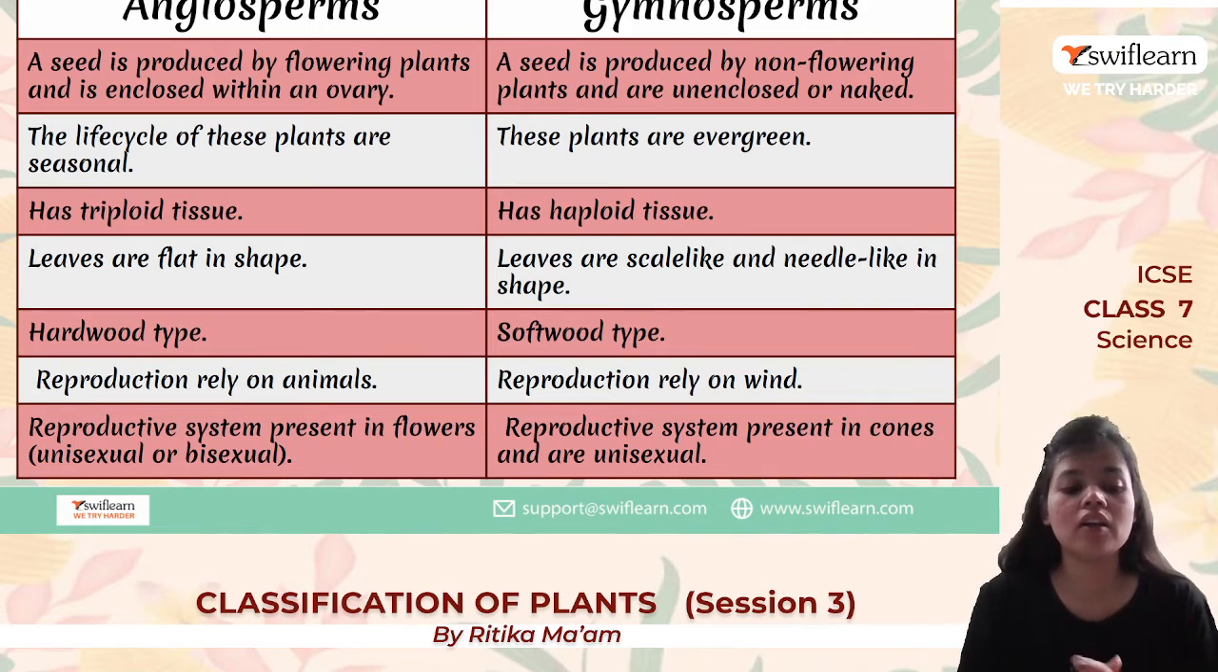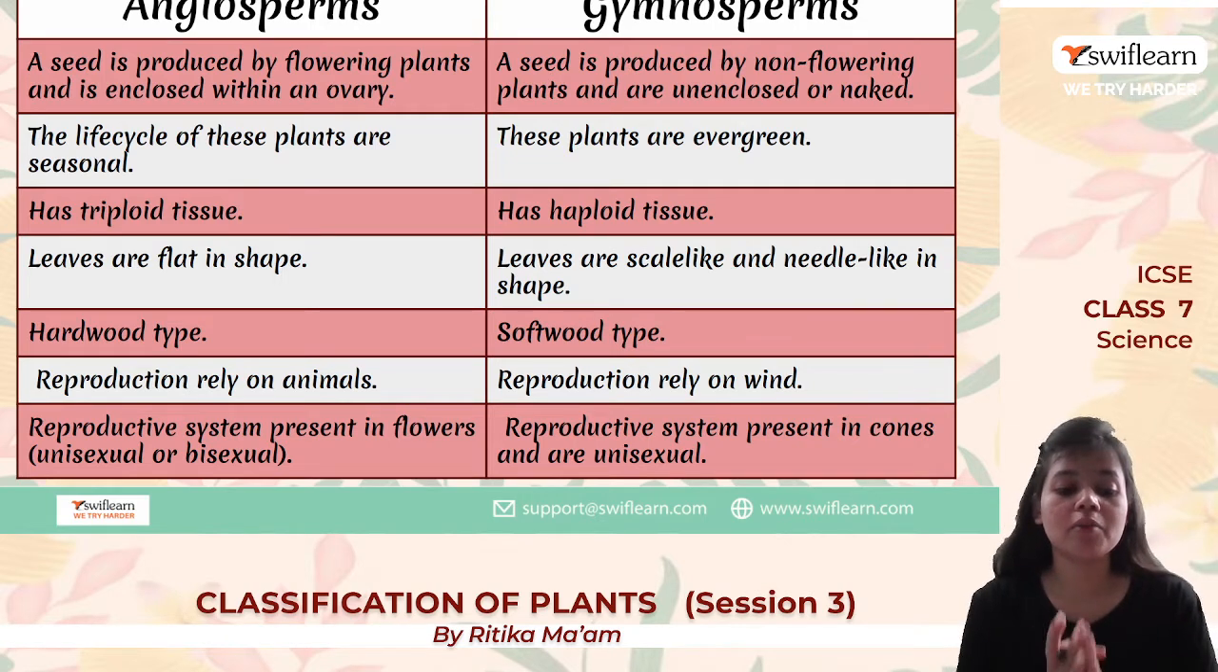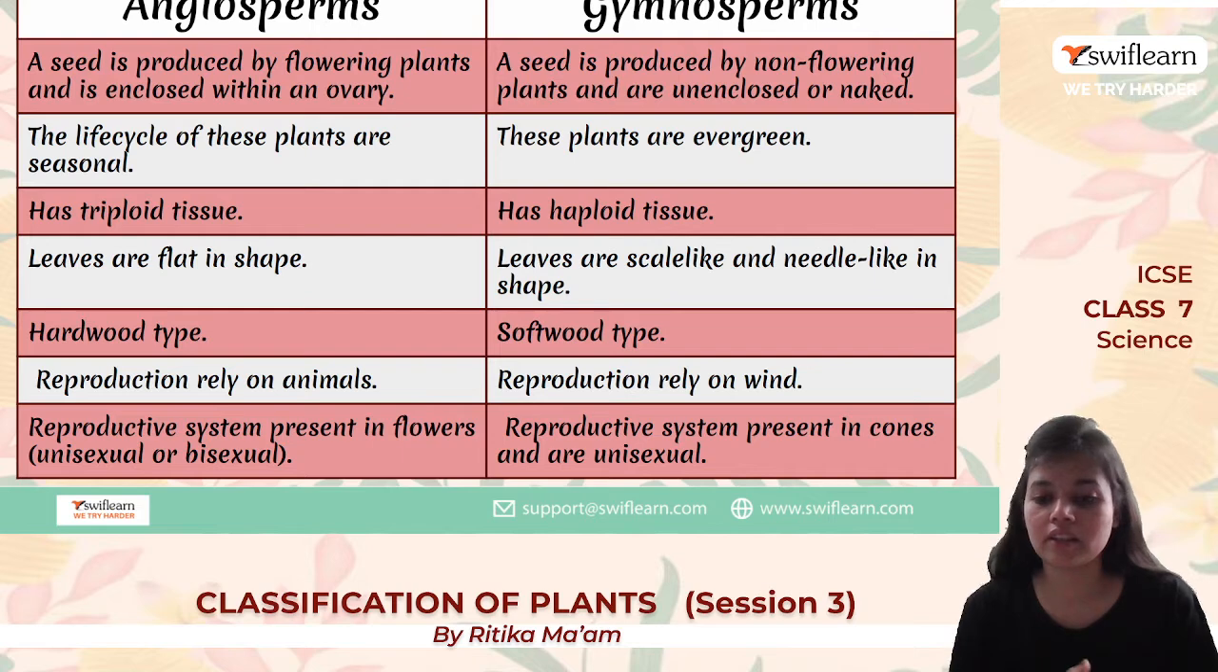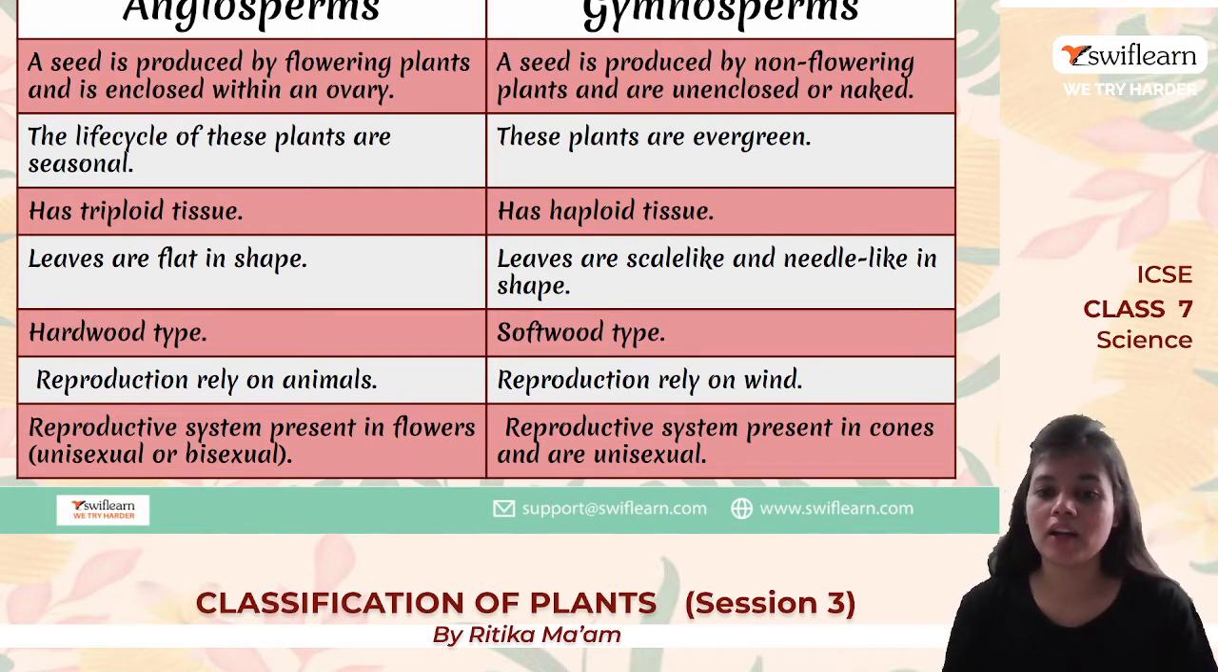Their reproductive system can be unisexual and also bisexual, and their reproductive parts are present in the flowers. Talking about gymnosperms, they are non-flowering plants, and their seeds are not enclosed within a fruit.